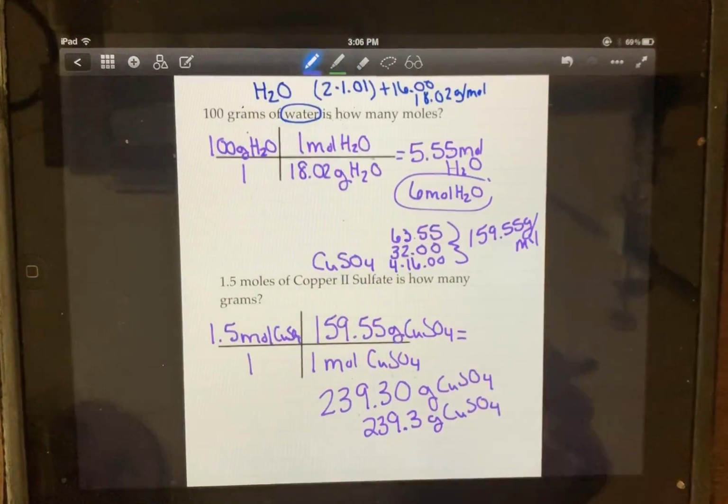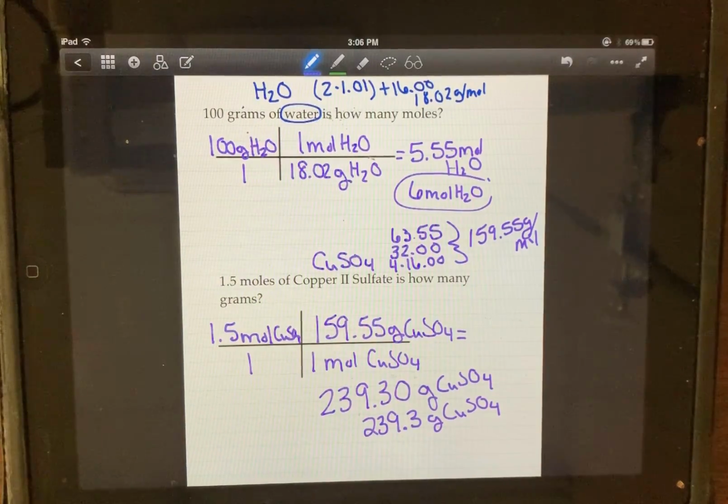And that is how you do your one step, whether it's going from moles to grams or grams to moles, whether you have an element or a compound.